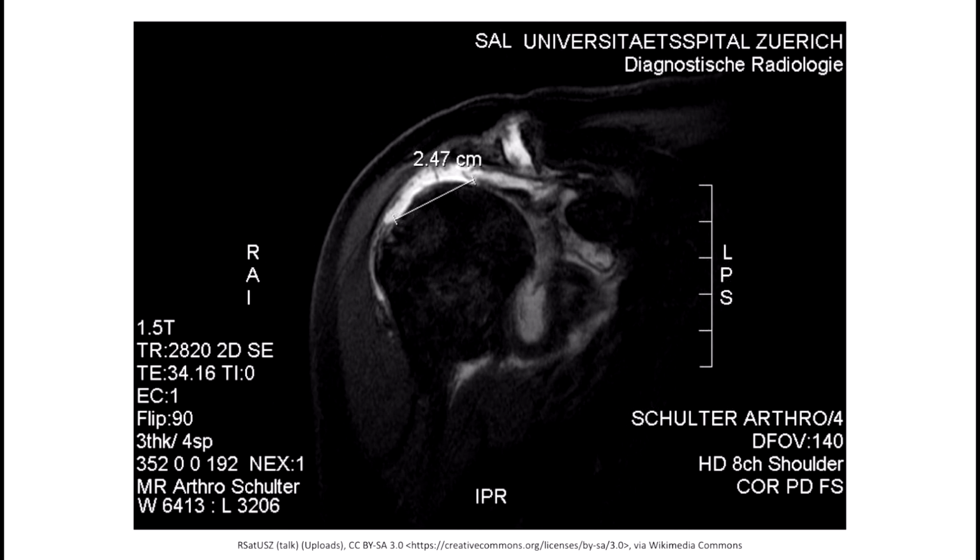Here's an MRI of a shoulder depicting a complete supraspinatus tear. Note the significant gap between the two halves of the supraspinatus muscle. As a reminder, the supraspinatus muscle is the most commonly injured muscle within the rotator cuff.